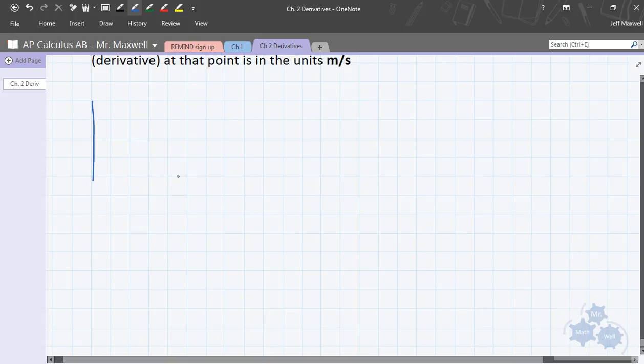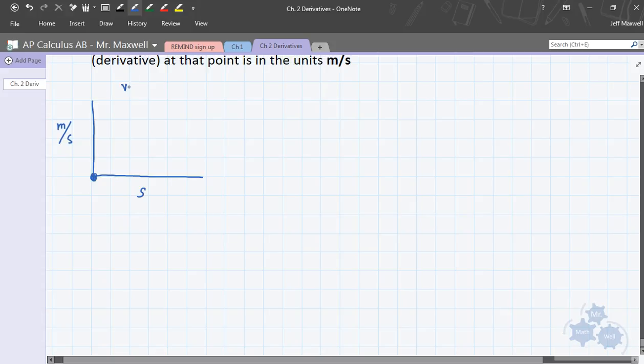Okay, so let's say we have a graph where this is speed and this is time. Okay, so this is a different graph, right? This is speed over time. It's not position. Okay, so this right here, this point, does not represent a distance away from anything. This represents a speed.